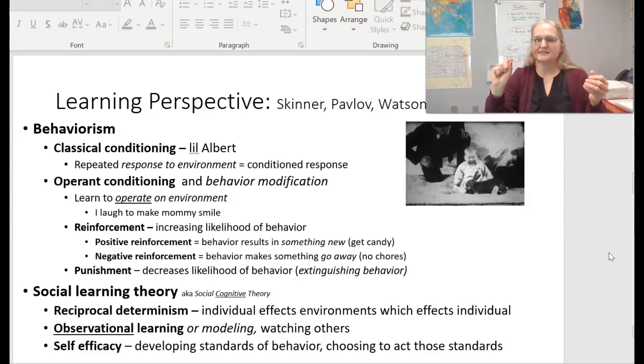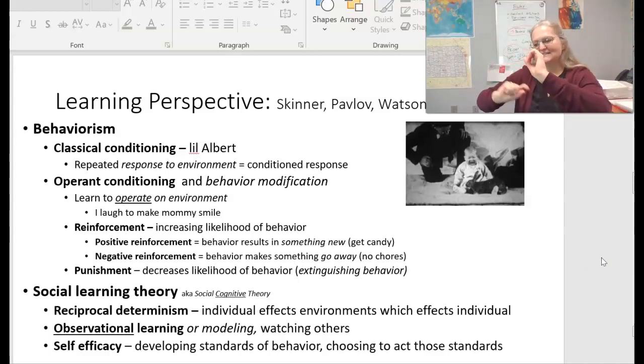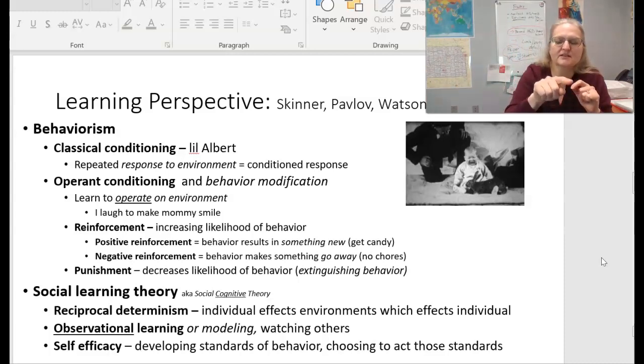That's the idea that individuals affect the environment, which affects the individuals. So this is the idea that these things are connected. I learn to recognize that if I act in a certain way, something else in the environment changes, and that affects how I think. So the key for social learning theory is that I think differently based on something in the environment.